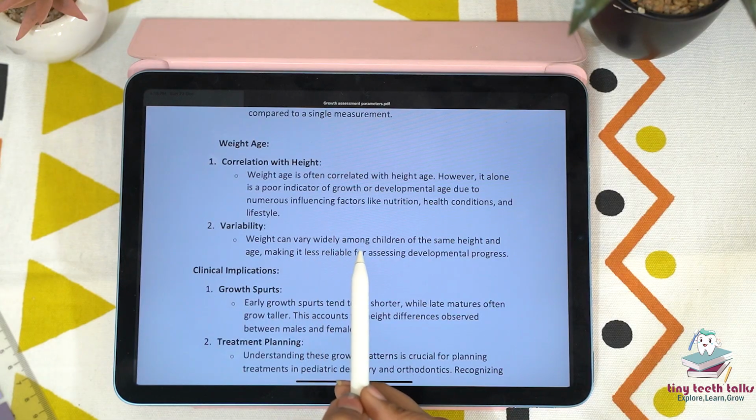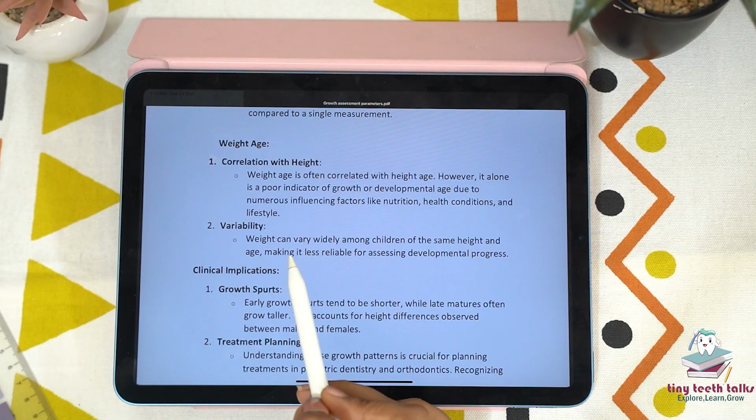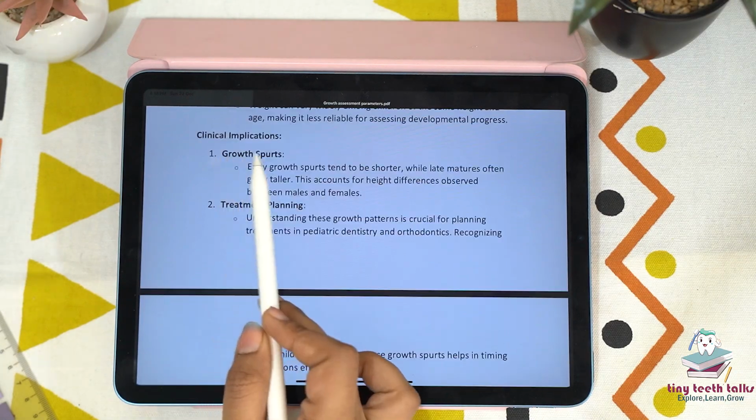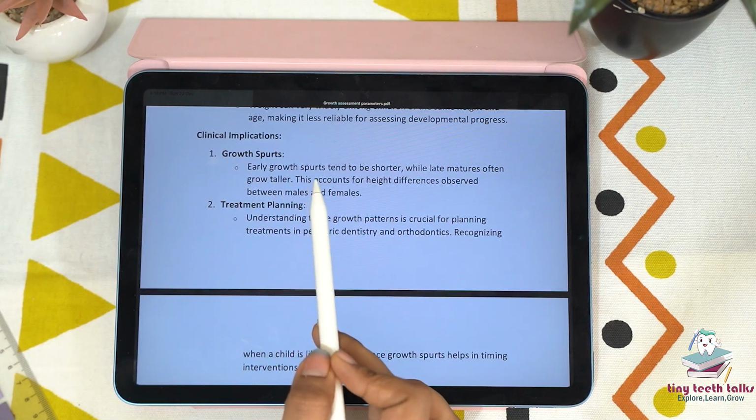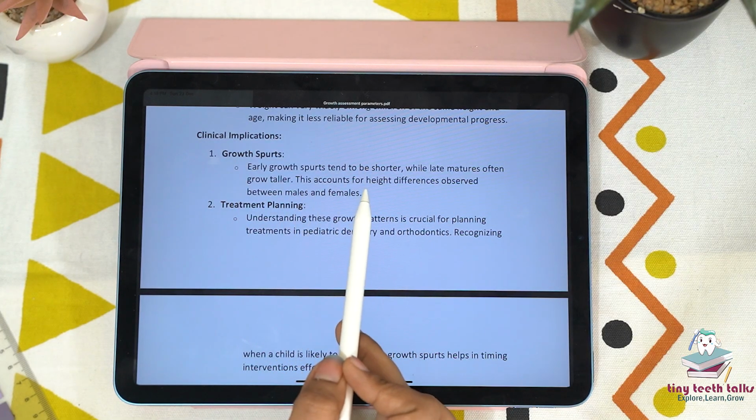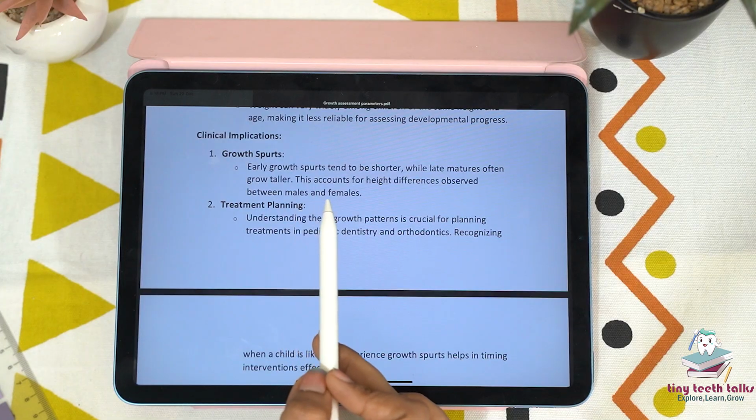Variability: weight can vary widely in children of the same height and age, making it less reliable for assessing developmental progress. Clinical implications: growth spurts. Early maturers tend to be shorter, while late maturers often grow taller. This accounts for the height differences observed between males and females.